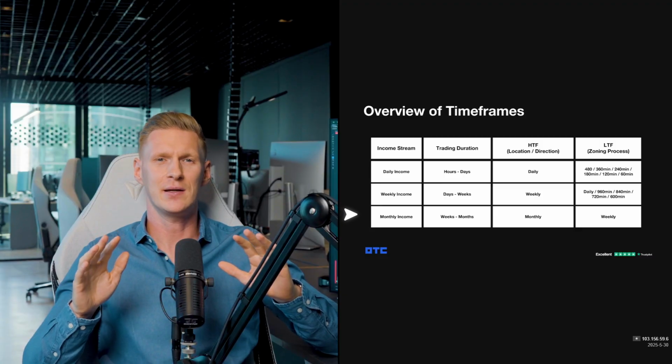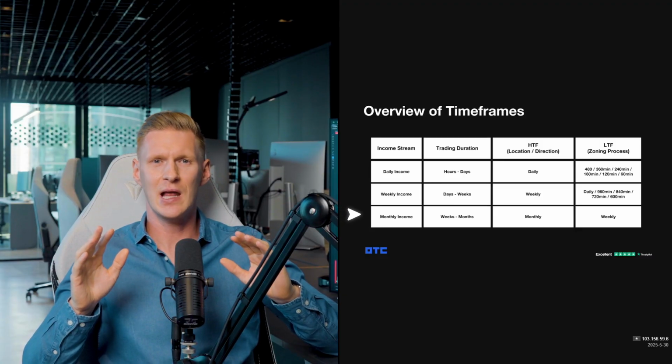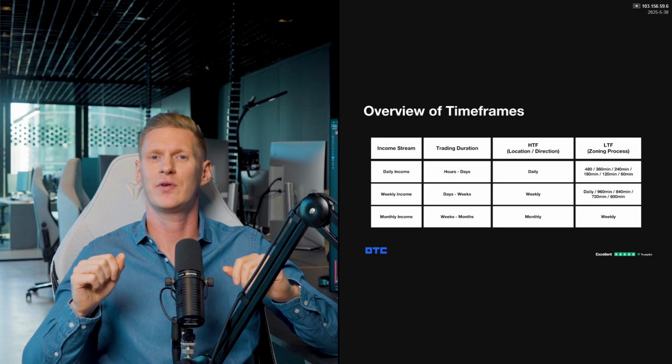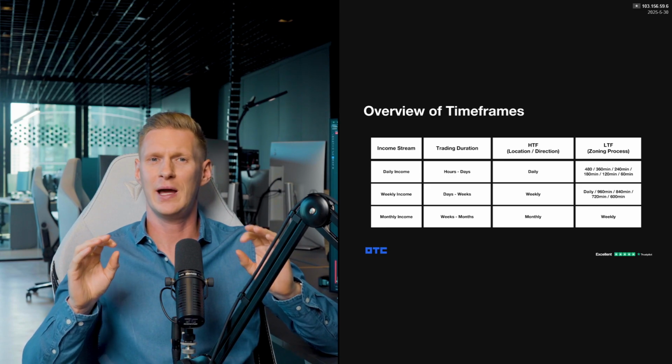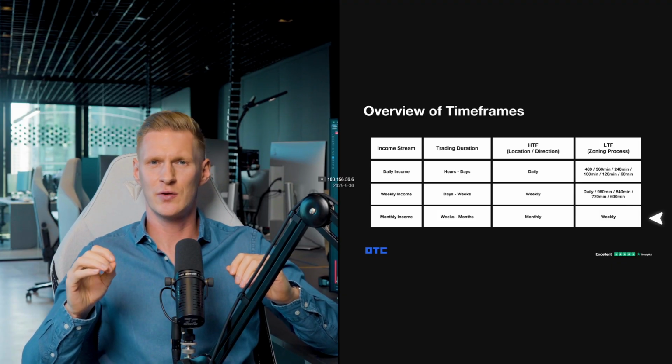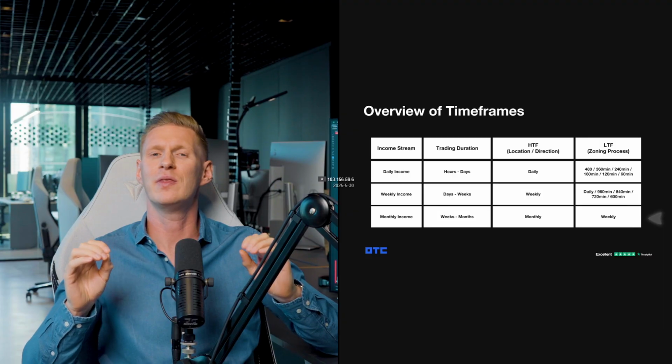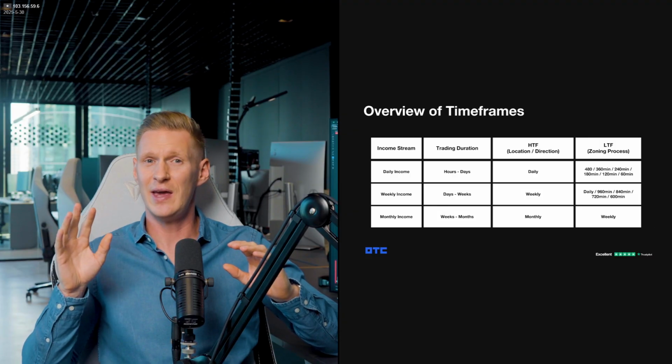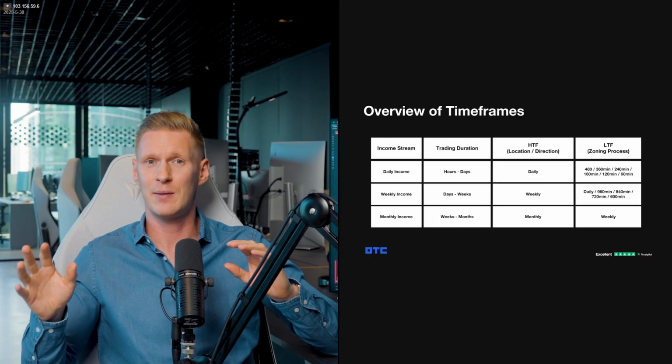For monthly income, the monthly chart itself is our higher time frame, offering the most comprehensive outlook on market direction. The weekly chart serves as a lower time frame in this setup, even if you are not actively trading monthly income strategies. Paying attention to the monthly time frame is essential since it reveals the larger directional flow of the market.